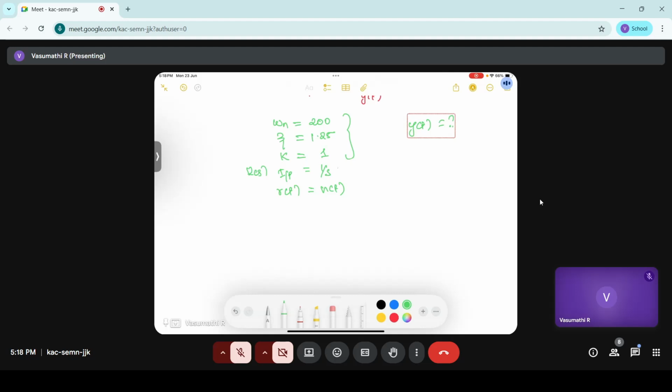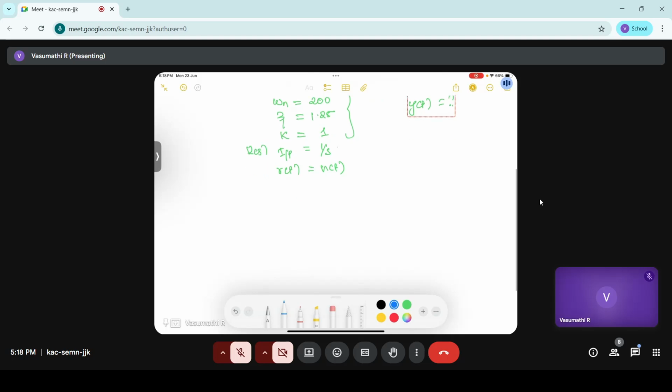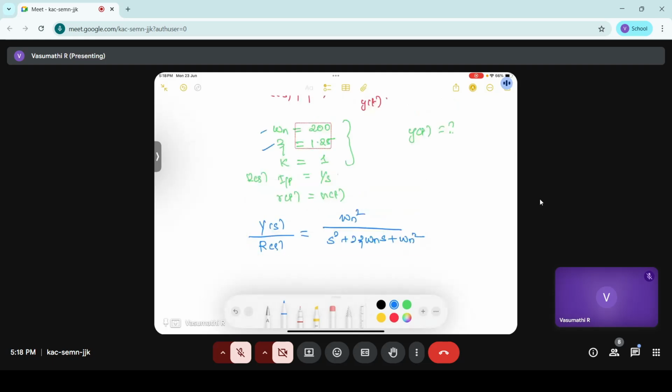First thing we can do, since this is a time response based question, is try to write the standard form that we know. Y of s divided by R of s is equal to omega n square divided by s square plus 2 zeta omega n s plus omega n square. This is the standard format we all know. Right. Here, zeta is a complex term we know in Laplace transform. What else was given?